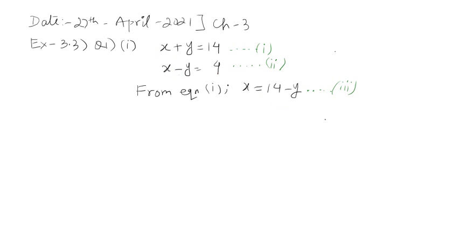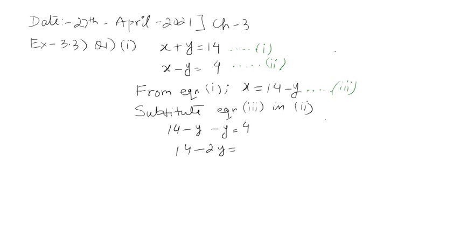So I'll write here, substitute equation 3 in 2, not 1, we have to put it in 2. So in place of x we'll write 14 minus y, and there is already a minus y present here. So x is 14 minus y, and minus y. So here I get 14 minus 2y is equal to 4.